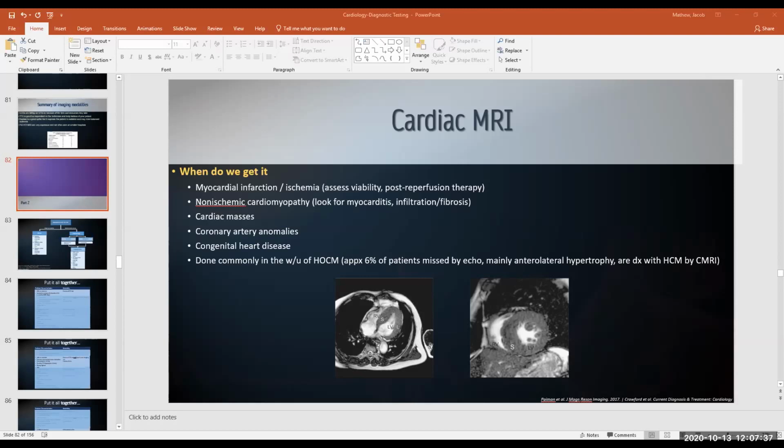You're going to get it for some of these other things that you think might potentially be confounding the process, or if you think there's coronary artery anomalies present that might affect their ability to do the cath, if they have a congenital heart disease. This is something I considered ordering in one of my patients at CSU Pueblo, not necessarily for HOCM.